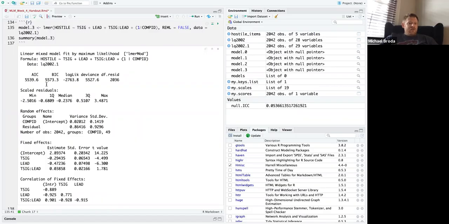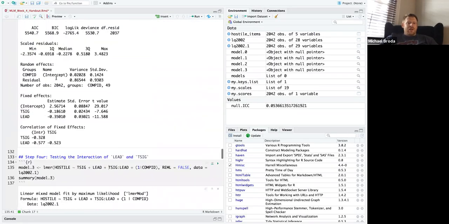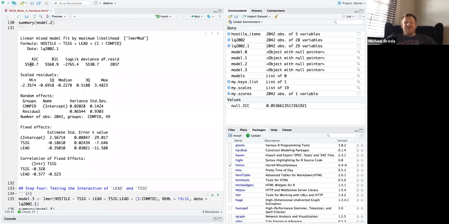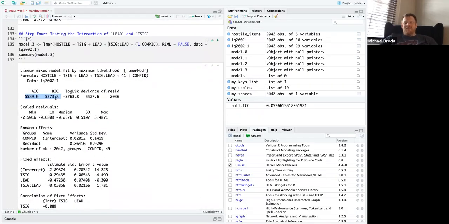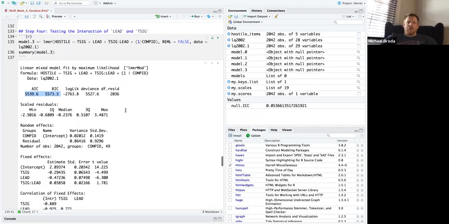Things look fairly similar. So now I'm seeing I didn't get a big jump there in AIC or BIC, right? I'm at 5539, 5573. Up above here, I was at 5540. So I went down maybe a point, and I was at 5568, and I went up. It's usually not a good sign. You usually want a consistent reduction in both.